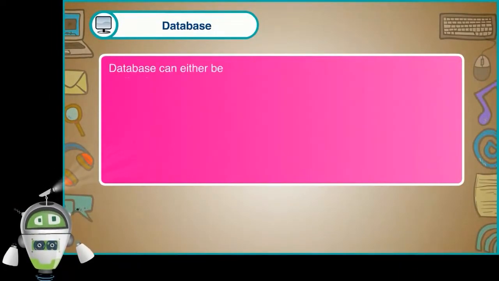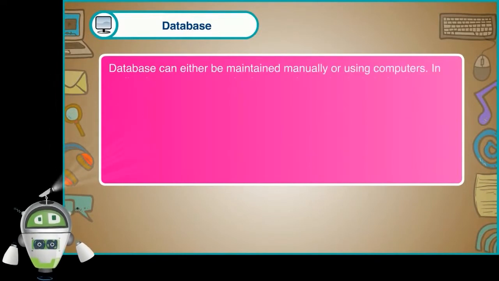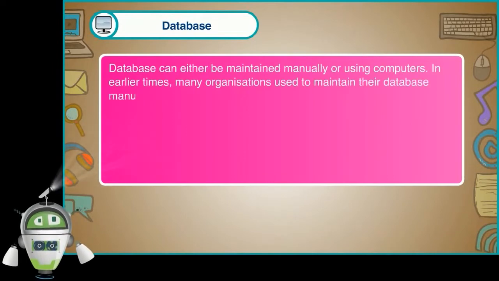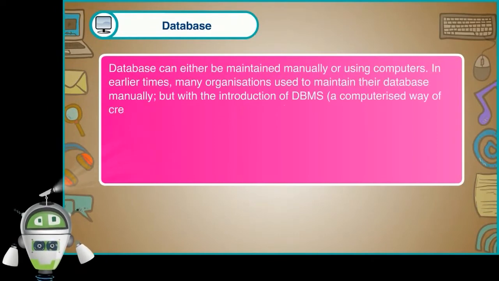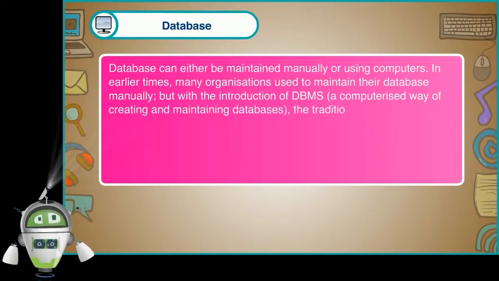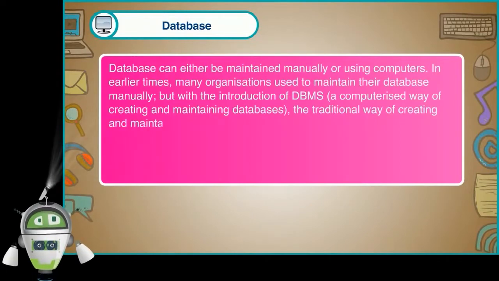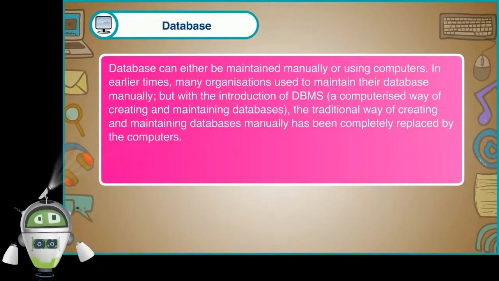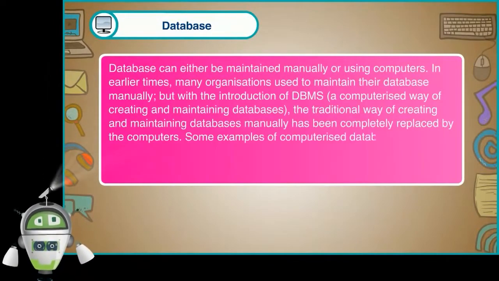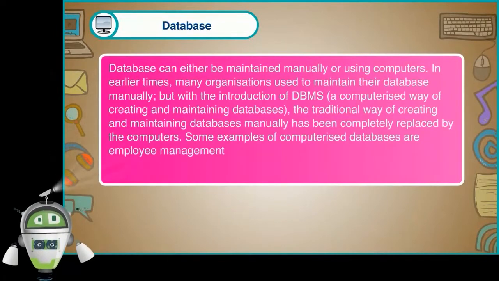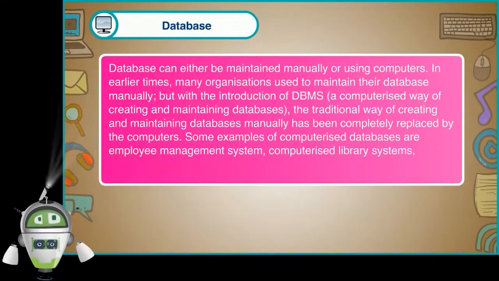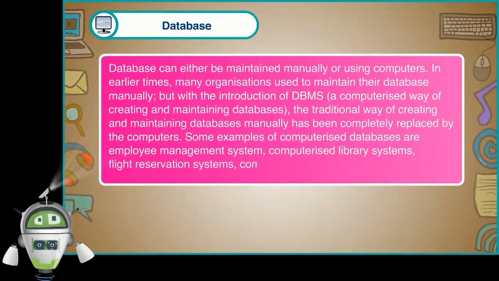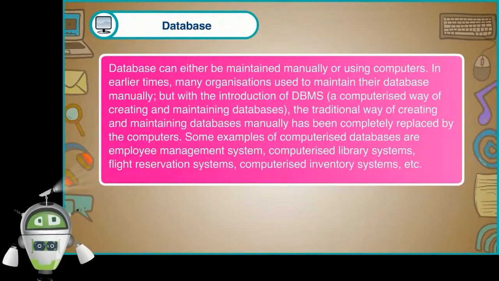Database can either be maintained manually or using computers. In earlier times, many organizations used to maintain their database manually. But with the introduction of DBMS, a computerized way of creating and maintaining databases, the traditional way of creating and maintaining databases manually has been completely replaced by the computers. Some examples of computerized databases are employee management system, computerized library systems, flight reservation systems, computerized inventory systems, etc.